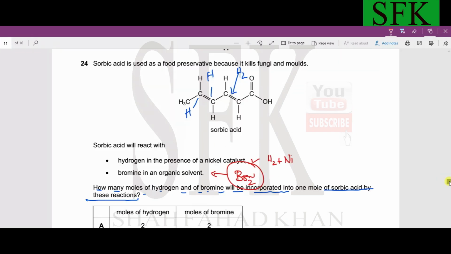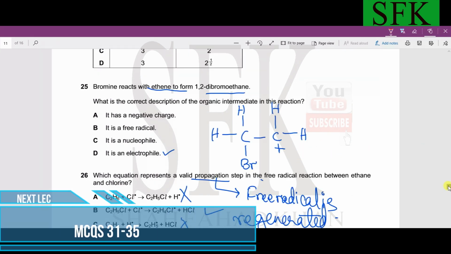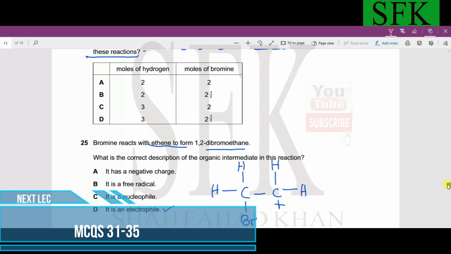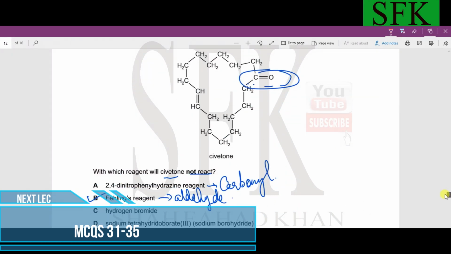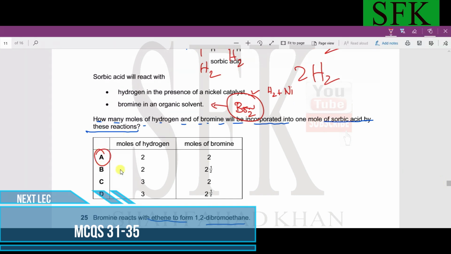As we know from theory, 1 mole of bromine will go into one double bond, so over here and over here. So 2 moles of bromine are required. Same goes for hydrogen: 1 mole of hydrogen in here and 1 mole of hydrogen in here. So 2 moles of hydrogen are also required. So 2 and 2 is the correct option. Let's look at the answer options given over here. 2 and 2, option A is correct.